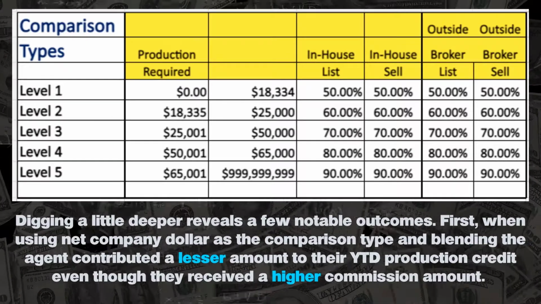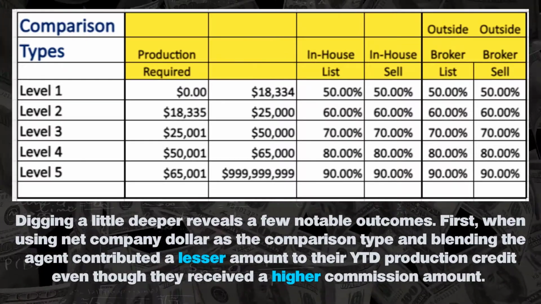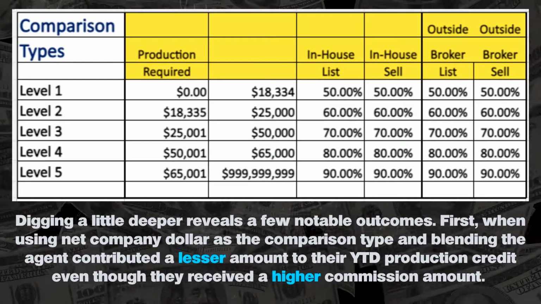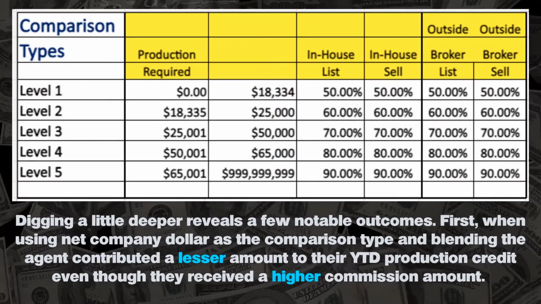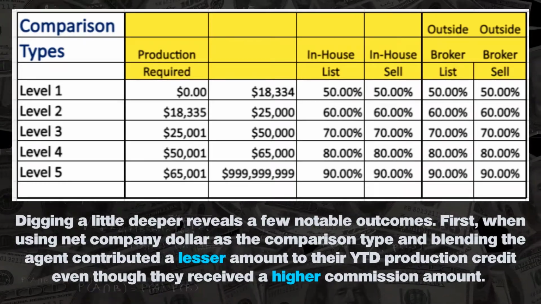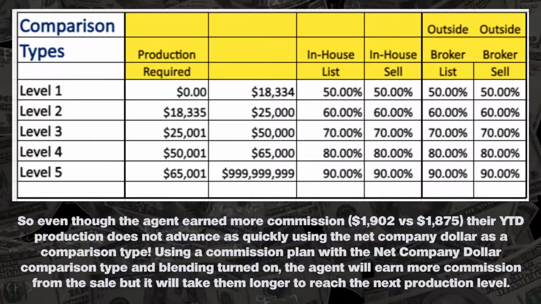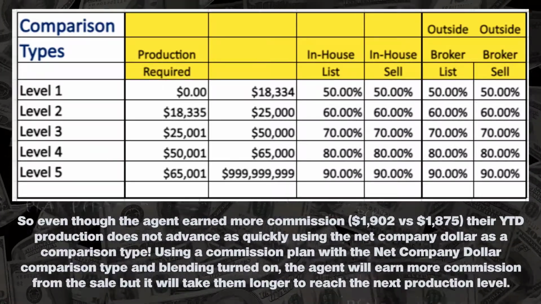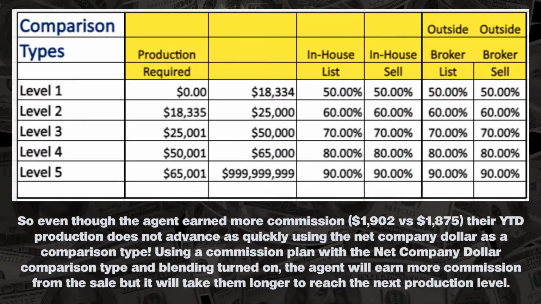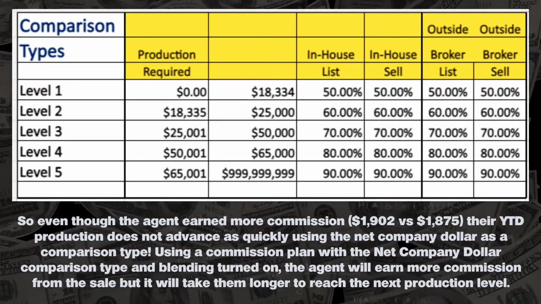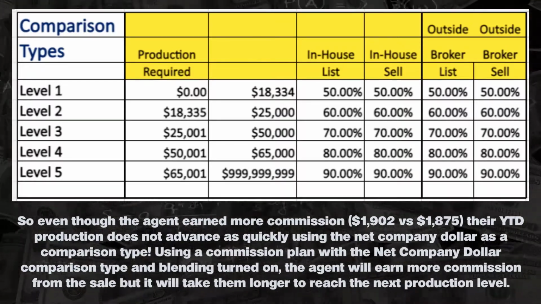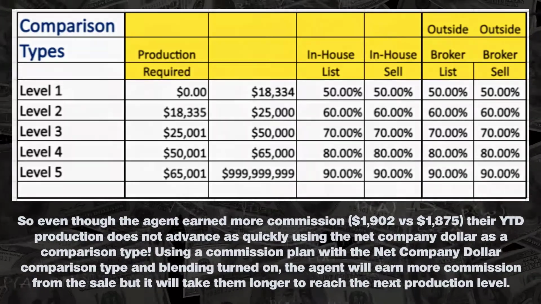Digging a little deeper reveals a few notable outcomes. First, when using net company dollar as a comparison type and blending, the agent contributed a lesser amount to their year-to-date production credit, even though they received a higher commission amount. So even though the agent earned more commission, their year-to-date production does not advance as quickly using the net company dollar as a comparison type. Using a commission plan with the net company dollar comparison type and the blending turned on, the agent will earn more commission from the sale, but it will take him longer to reach the next production level.